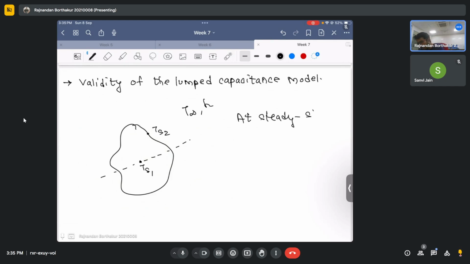So at steady state, what I can write is, the Q dot conduction, that is the rate of heat transfer taking place by conduction from the axis of the body to its surface, is equal to the rate of heat transfer taking place by convection.